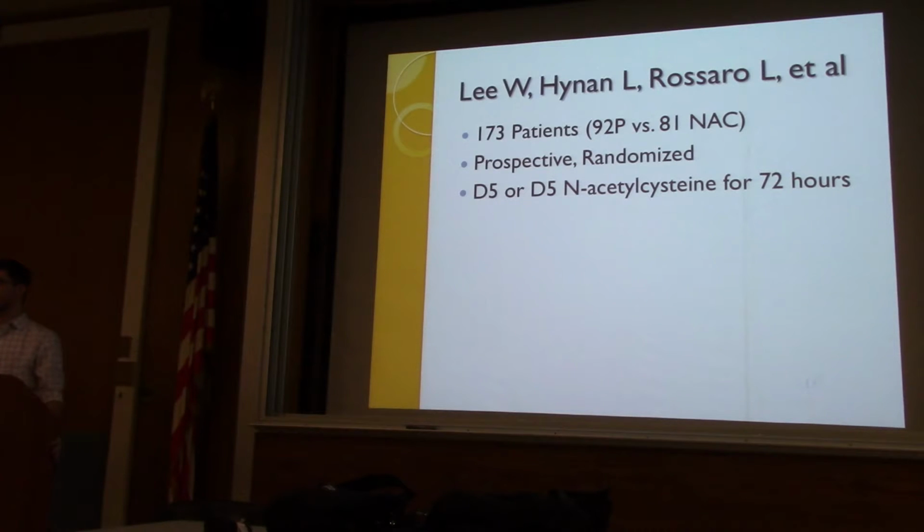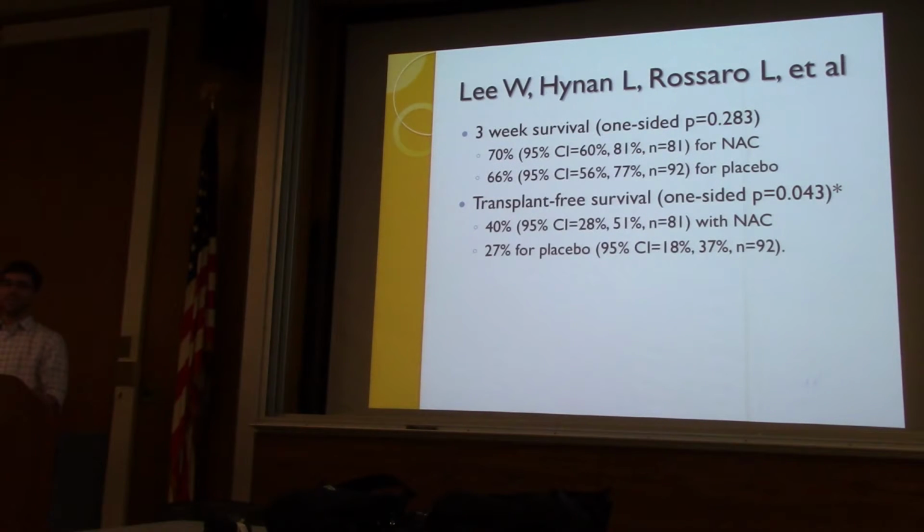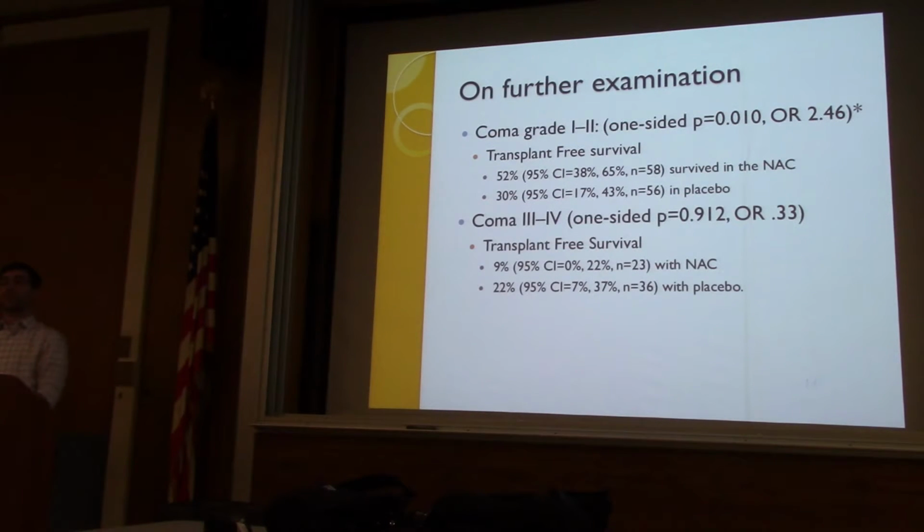But then a second study came out, 173 patients, 92 to placebo, 81 to N-acetylcysteine. This was prospective, randomized. They gave D5 or D5 with N-acetylcysteine for 72 hours. What they found was that for the 3-week survival, not much of a difference. But for transplant-free survival, there was a very significant difference, 40% versus 27%. Then when they further broke that down, for patients with encephalopathy of grade 1 and 2, there was a big difference. But for patients with grade 3 or 4, not much of a difference. So for those patients with early encephalopathy, it's really important. Maybe we should treat them.